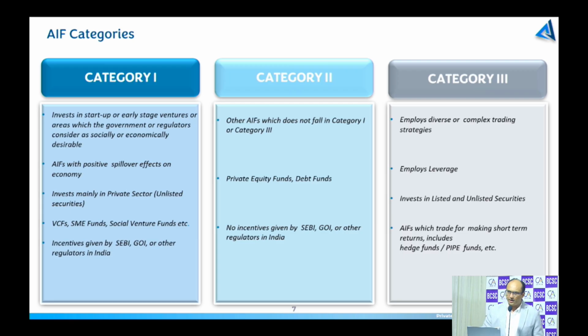Category 2, we will take up a little later. Category 3 is something which is totally opposite of category 1. In category 3, more complex trading strategies are employed, and leverage is employed. So your hedge funds, private investment in public enterprises, public investment in private enterprises, etc. All these complex trading strategies and complex investment structures are categorized as category 3. Category 2 is the residual category: something that is not category 1 or category 3 is category 2. They have not clearly defined it, but usually your private equity funds and debt funds are categorized as category 2.